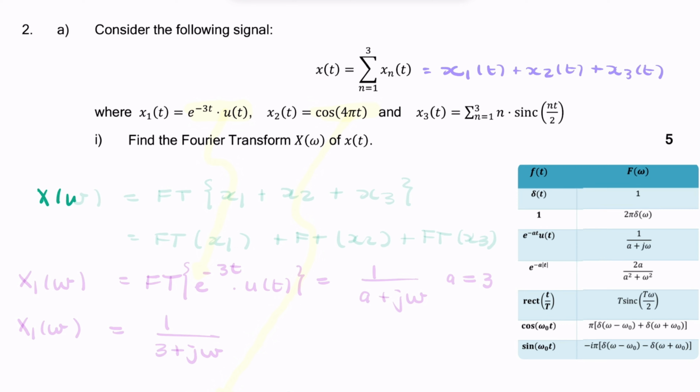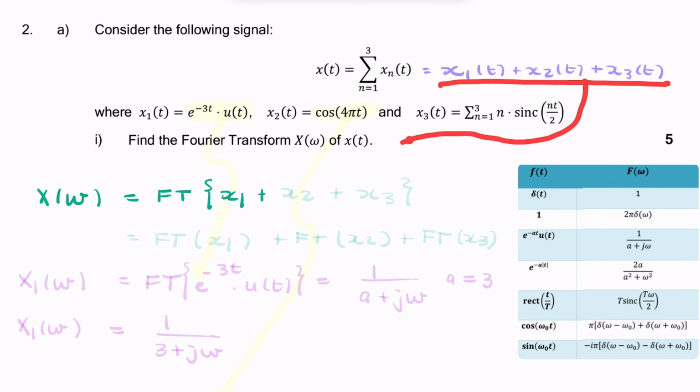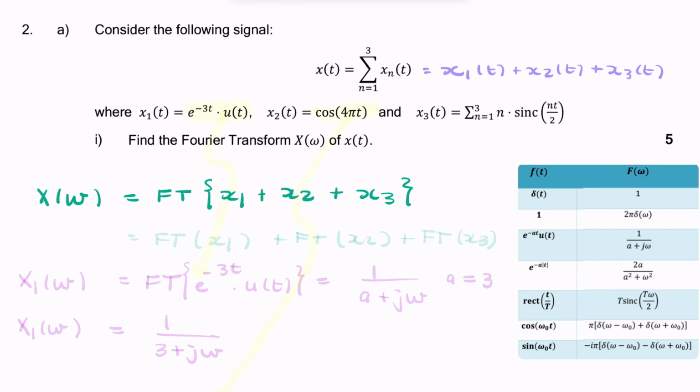So what we need to find essentially is the Fourier transform of x1 plus x2 of time, obviously, plus x3. Now, using the linearity property of the Fourier transform, we can say that's simply the Fourier transform of x1 plus the Fourier transform of x2 plus the Fourier transform of x3, where each of these is given. So I will write this out line by line for each of these signals.